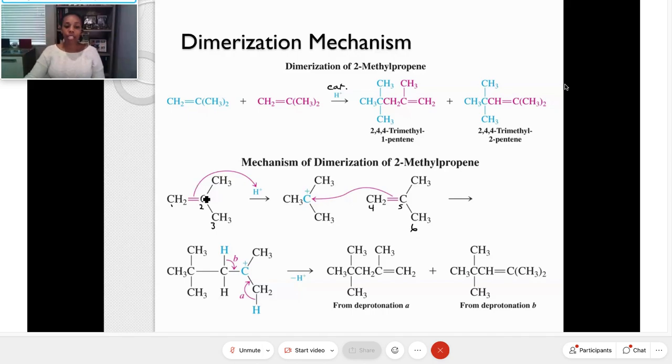So what happens initially is we protonate the double bond. And so when we protonate, this is our Markovnikov protonation. H goes where there are more H's. And so we end up with a tertiary carbocation.